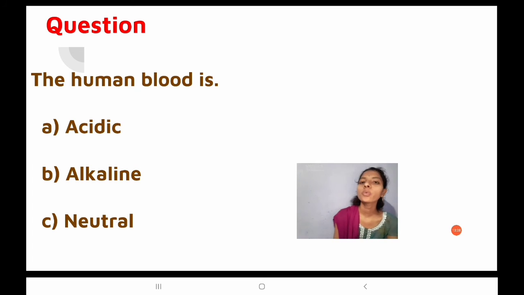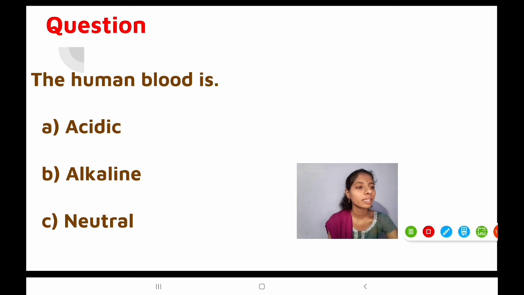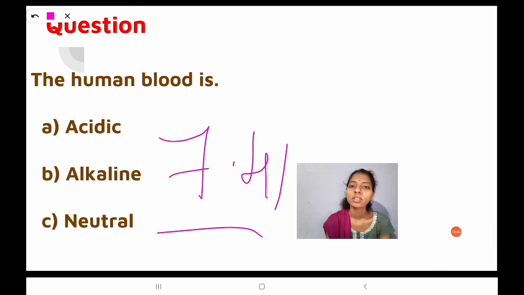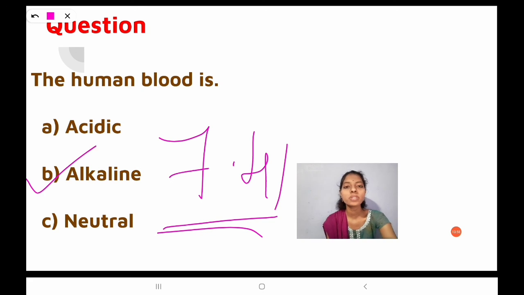Yes, so the question is for you now. Is the human blood acidic, alkaline or neutral? We know the pH value of human blood is 7.41, and we know above 7 it indicates basic solutions. So it is slightly alkaline or basic. So option B is correct here.